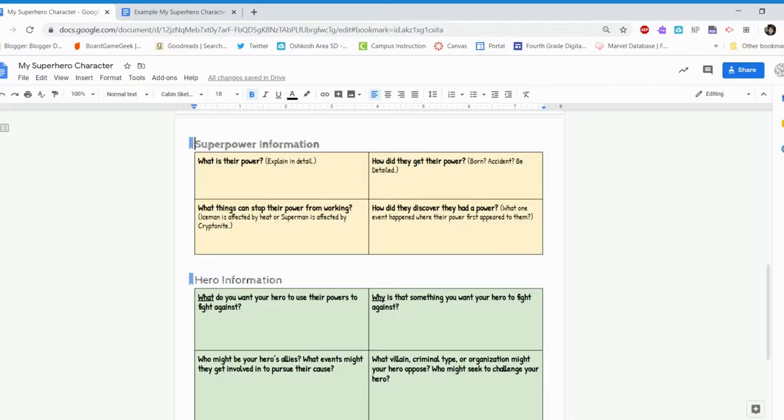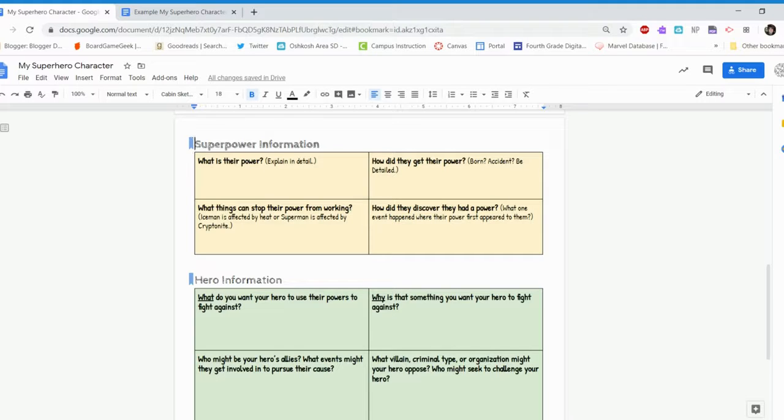So the first box says, what is their power? So what is the power? Explain in detail. The next box is how did they get their power? So were they born with it? Was it an accident? Be detailed about that, because that will definitely be going into your story.